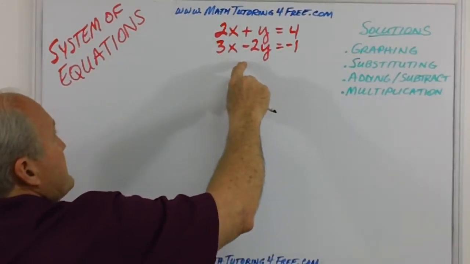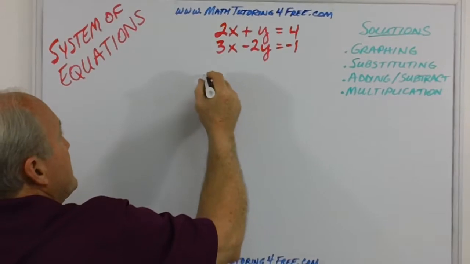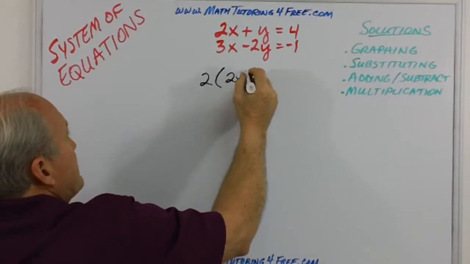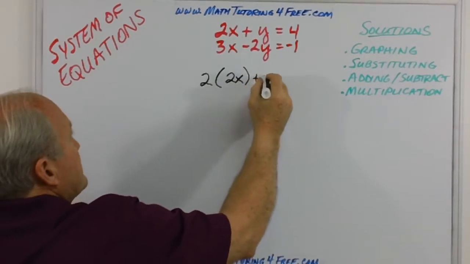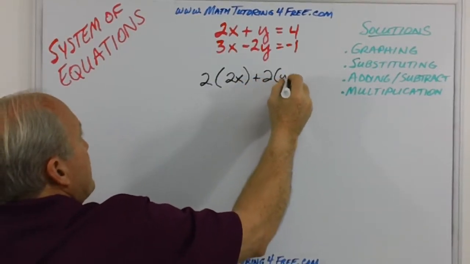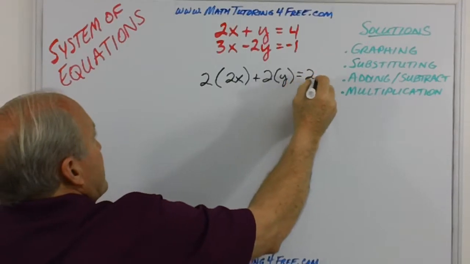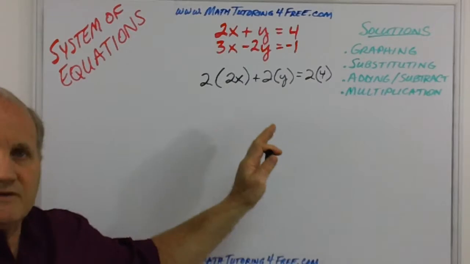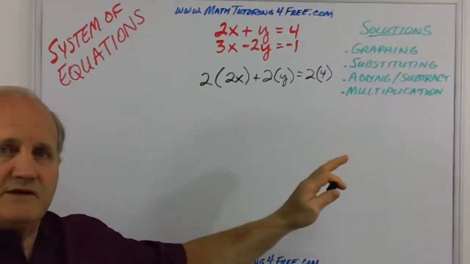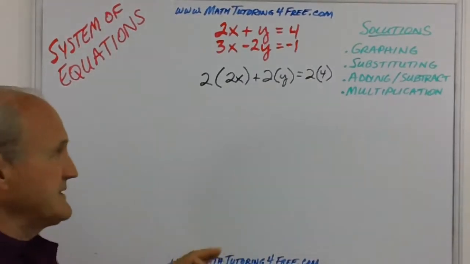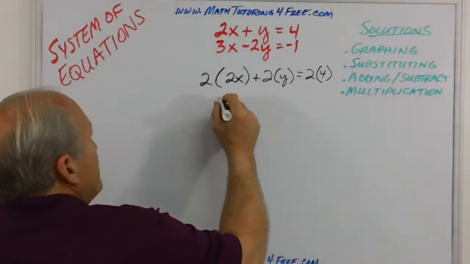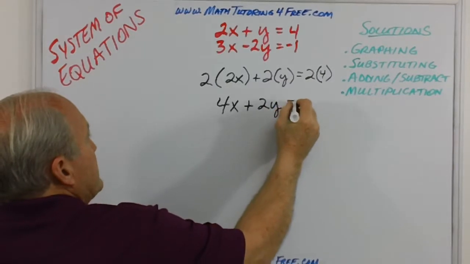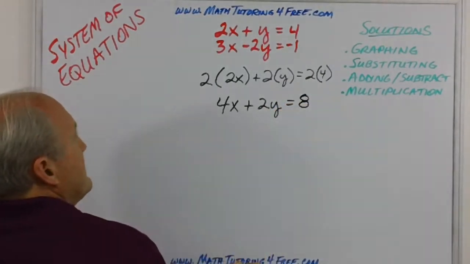But let's first multiply this first equation by 2. So that has to be 2 times 2x plus 2 times y is equal to 2 times 4. We haven't changed the value. As long as we're multiplying through each term by 2, the value remains the same. But what do we have now? We've got 4x plus 2y is equal to 8.